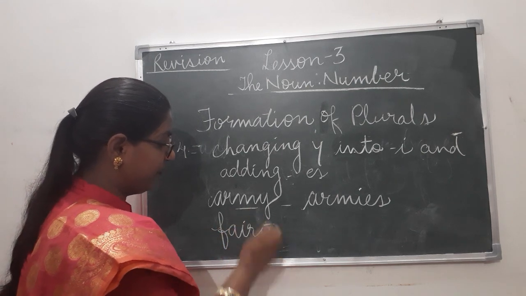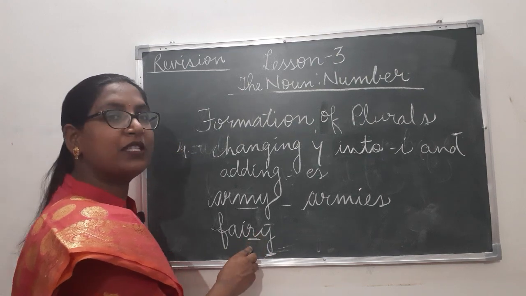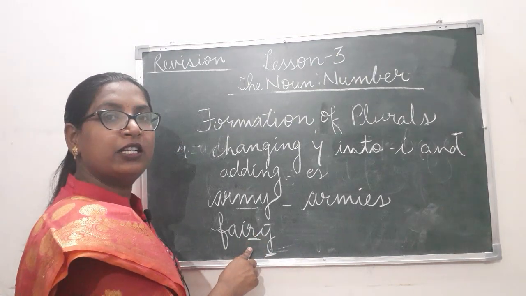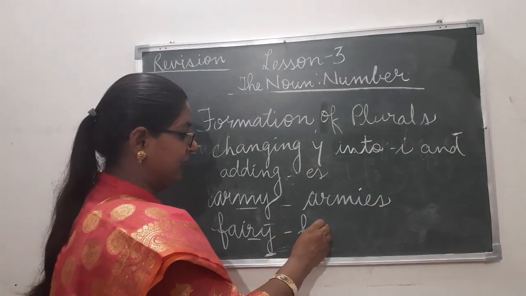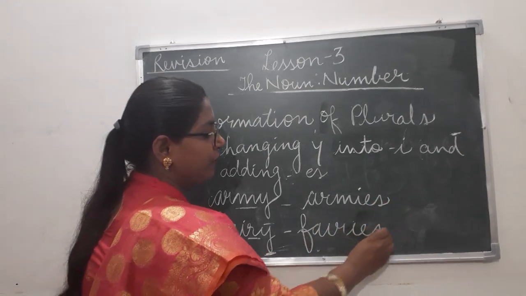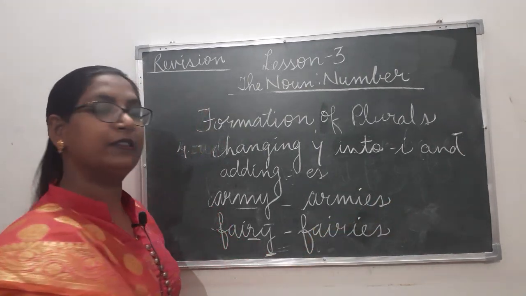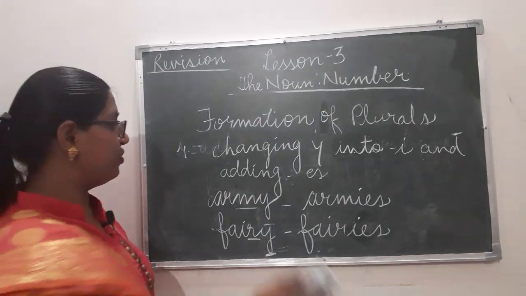Fairy. Fairy is ending in Y and before the Y comes a consonant. So Y will be changed into I. Fairies. It becomes fairies. Clear? Okay. Now let us see the next rule.